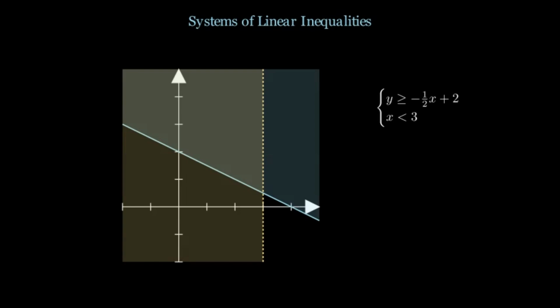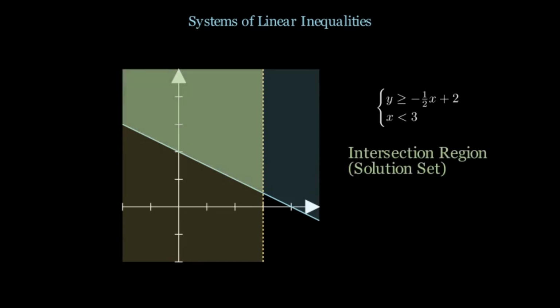But here's the important part. We need points that satisfy both inequalities simultaneously. That means we look for the region where the two shaded regions overlap. This overlapping region is called the intersection region, and it represents the solution set of the system.